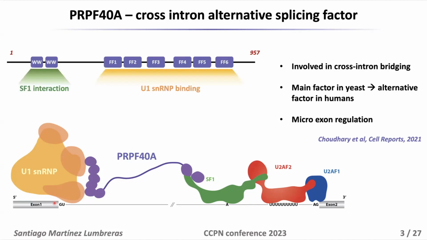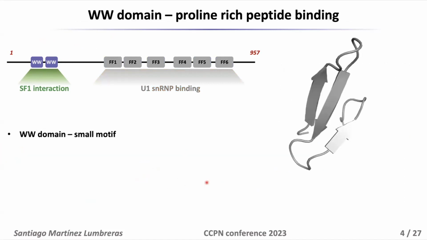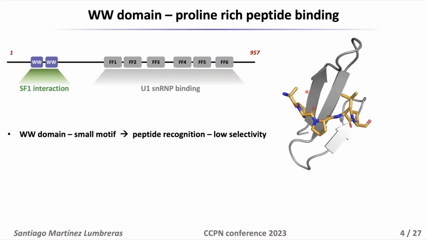Okay, this protein contains two different regions, an N-terminal region containing two WW domains that interact with the C-terminal part of this protein, SF1, which recognizes the branch point sequence, and then a C-terminal region. Today for this talk, I'm going to focus only on this type of domain. The WW domain was quite popular in the late 90s and 2000s. It has several aromatic residues that recognize peptides. But this recognition is quite promiscuous. It's not very selective normally.